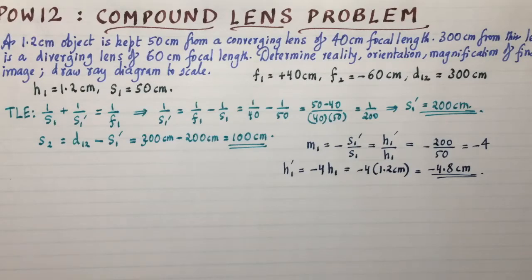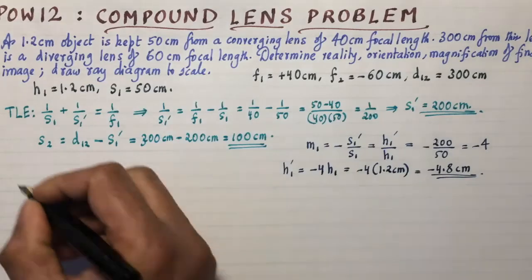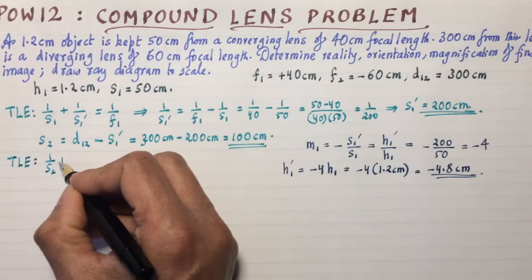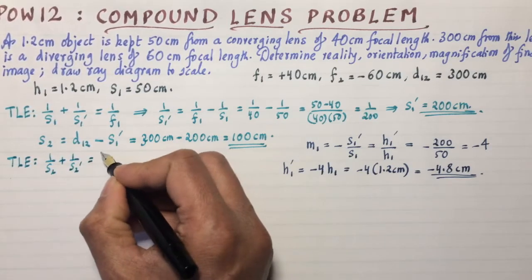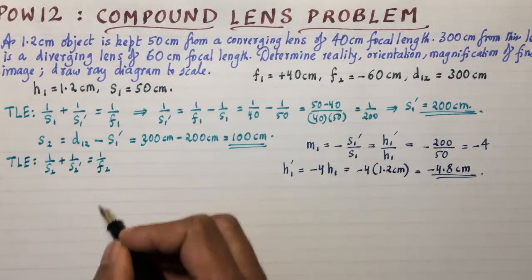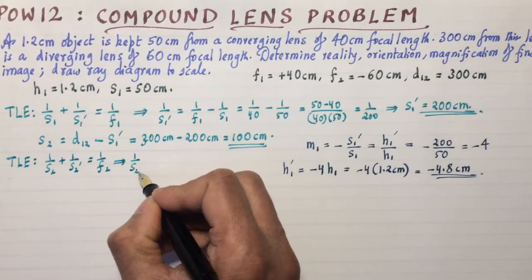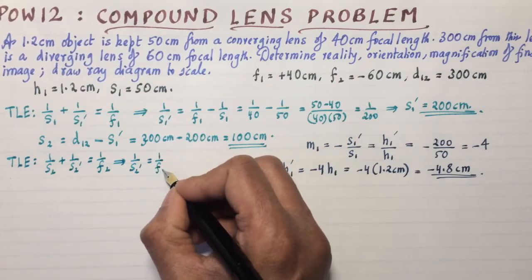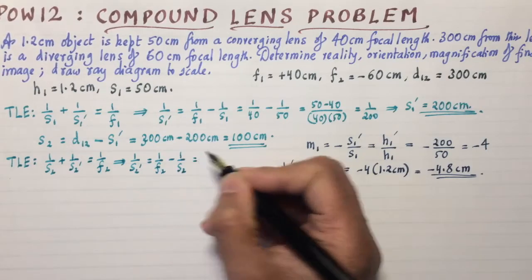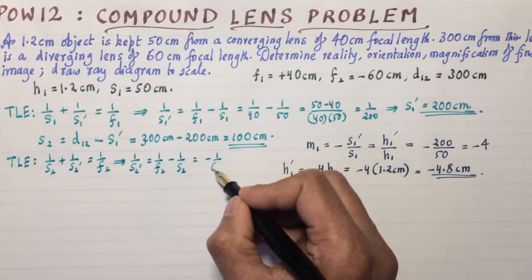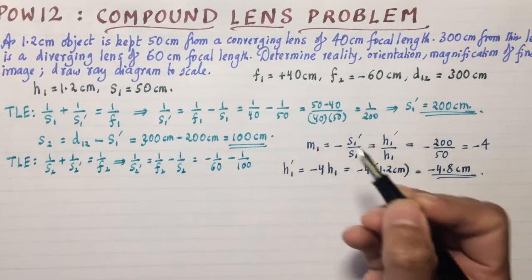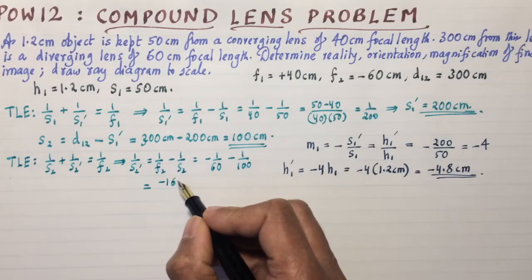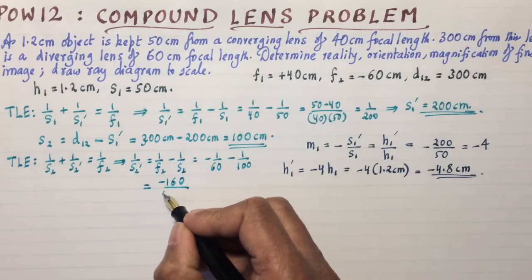Now the TLE, or the thin lens equation, can be applied once more. So the second application of TLE tells me that 1 over S2 plus 1 over S2 prime is equal to 1 over F2, and so I get from that 1 over S2 prime is equal to 1 over F2 minus 1 over S2. So that's going to be -1/60th minus 1/100th. So that will be -160 over 60 times 100.